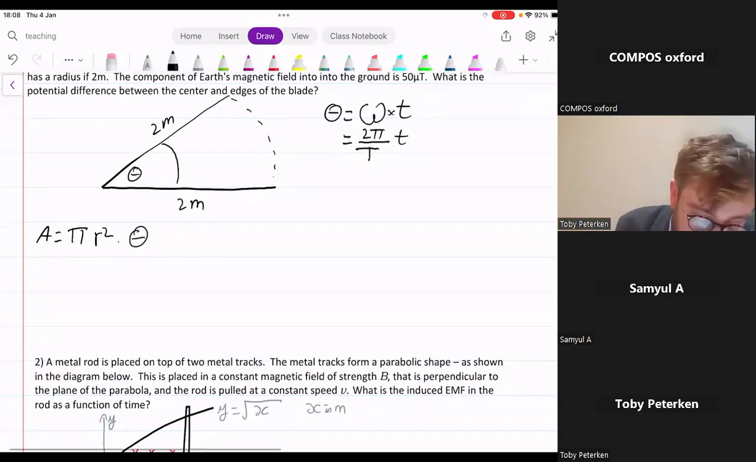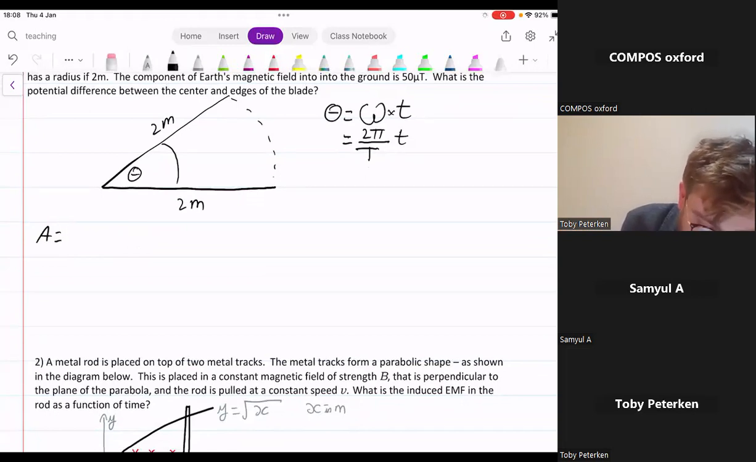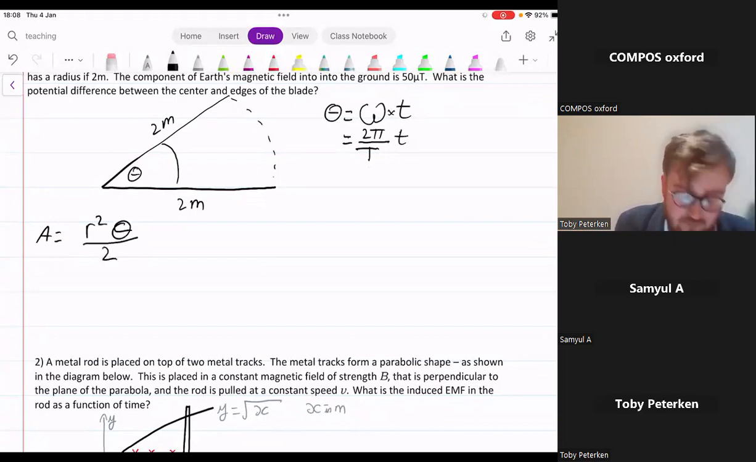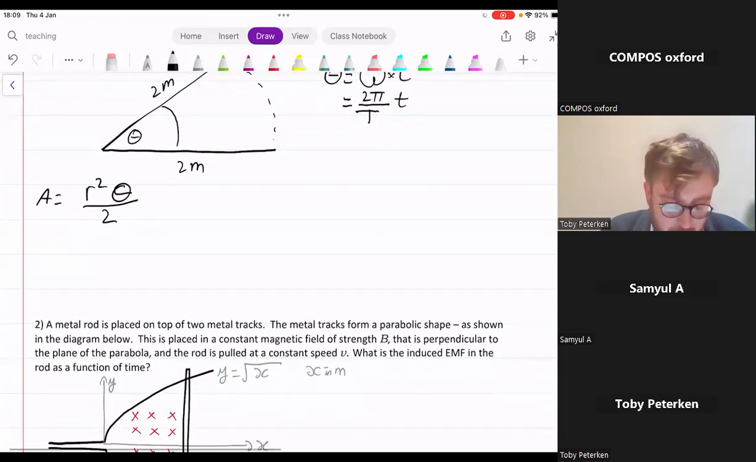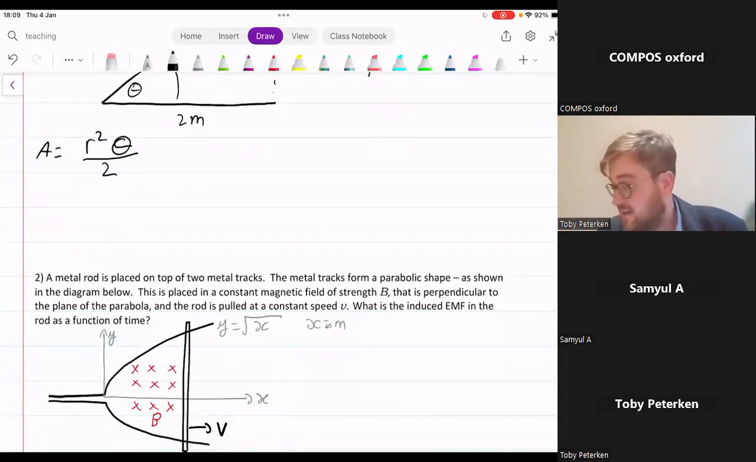Sorry, I've written the formula there in degrees. It should be r squared theta divided by 2 in this case, because we're in radians. The formulas do change slightly. So that's it in radians.